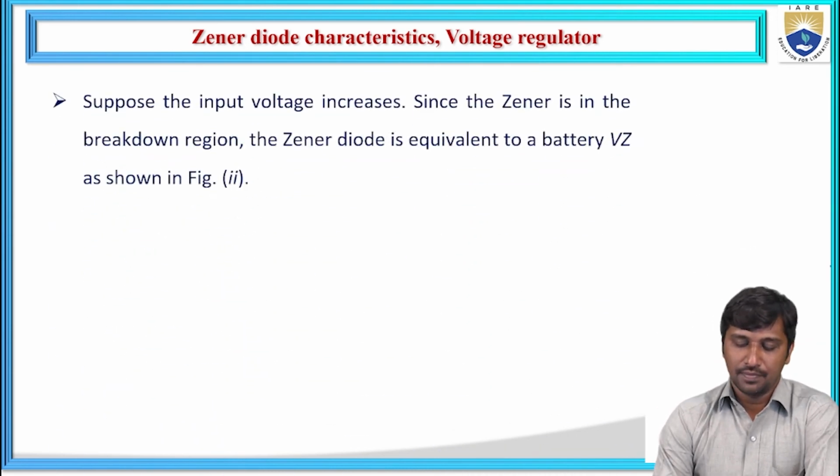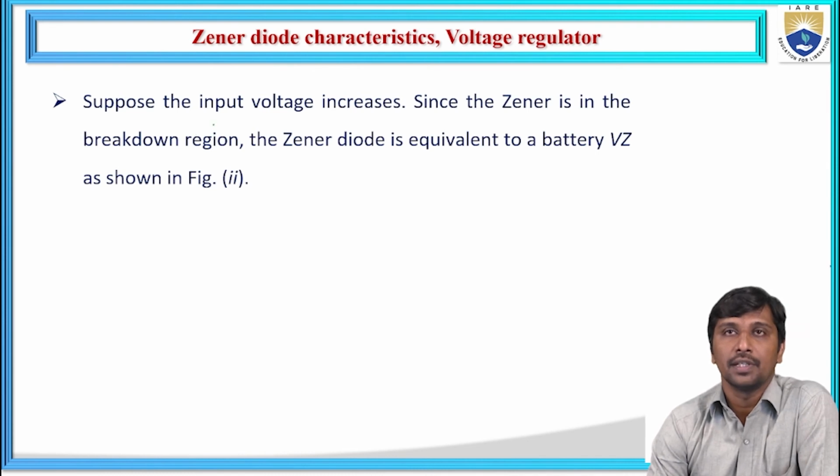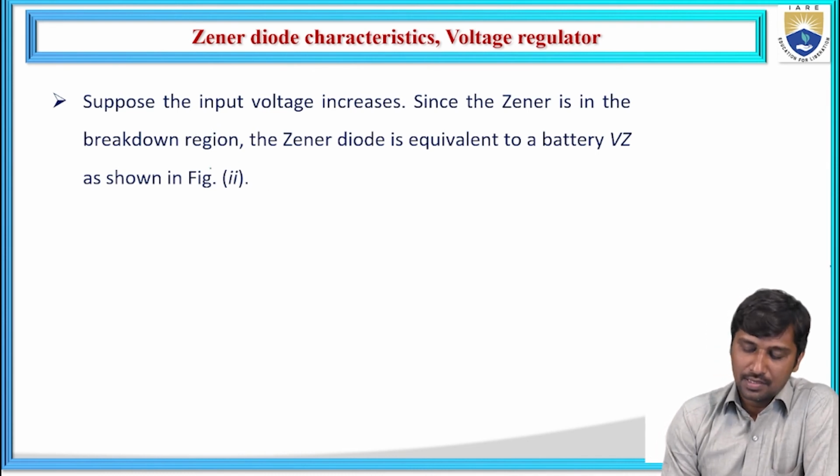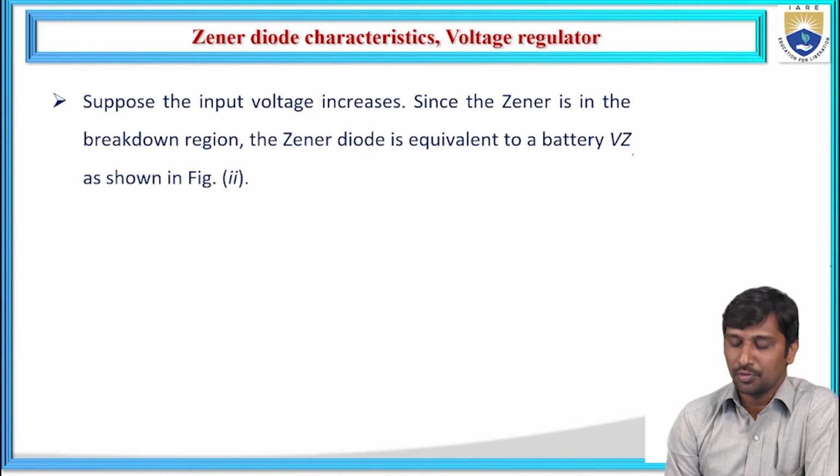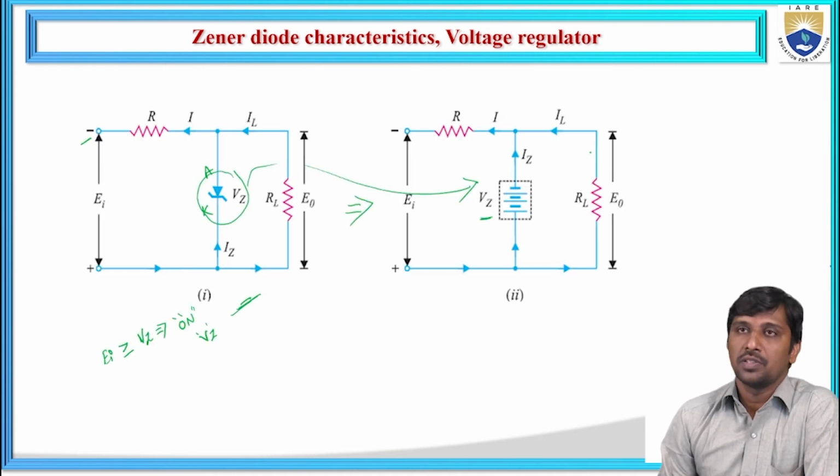So that is the reason. When the given input voltage is increased, the Zener diode goes into the breakdown region. Hence, we represent the Zener diode as equivalent to a battery, with the same parameter as shown here.